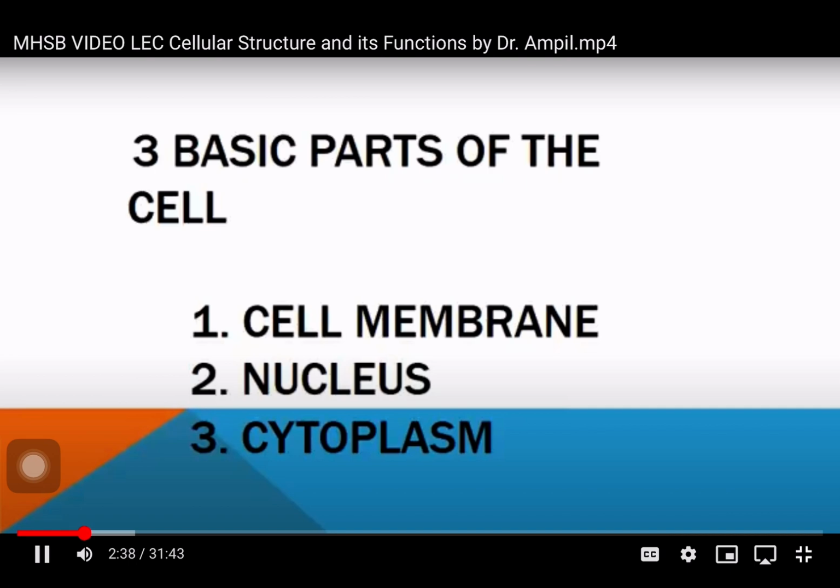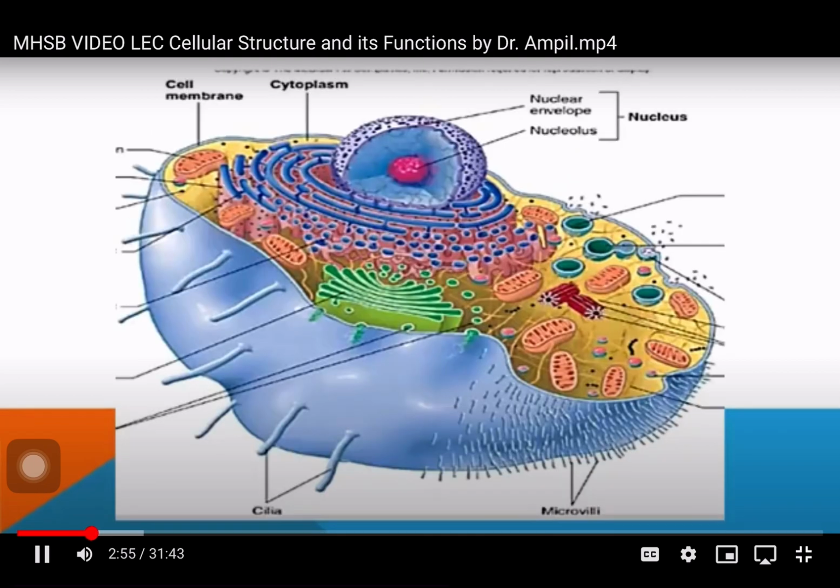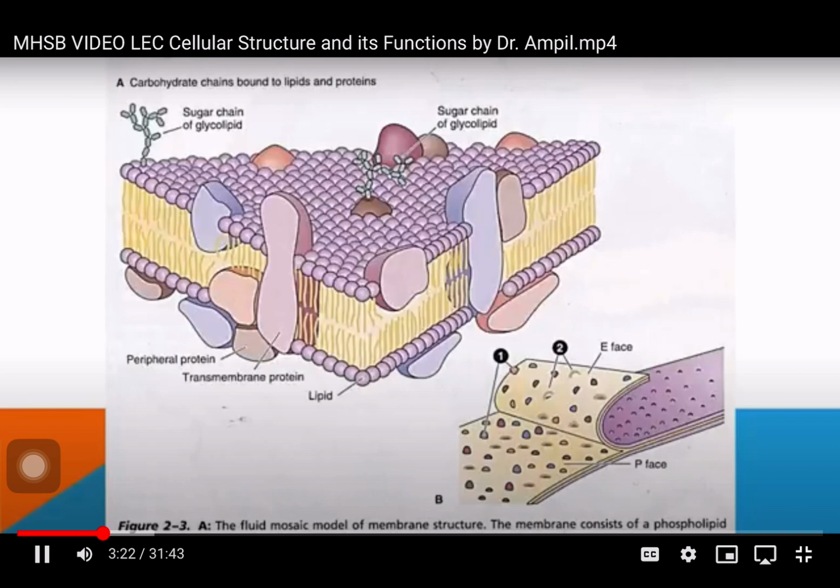Let us now go into the basic parts or principal parts of a cell, namely the cell membrane, also known as plasma membrane or plasmalemma. Next, the nucleus, and then the cytoplasm. This is an electron micrograph of a cell showing its basic parts: the cell membrane here, the cytoplasm, and the nucleus. So these are the basic parts or main parts of a cell. Now let's go to the structure of the cell membrane under electron microscopy.